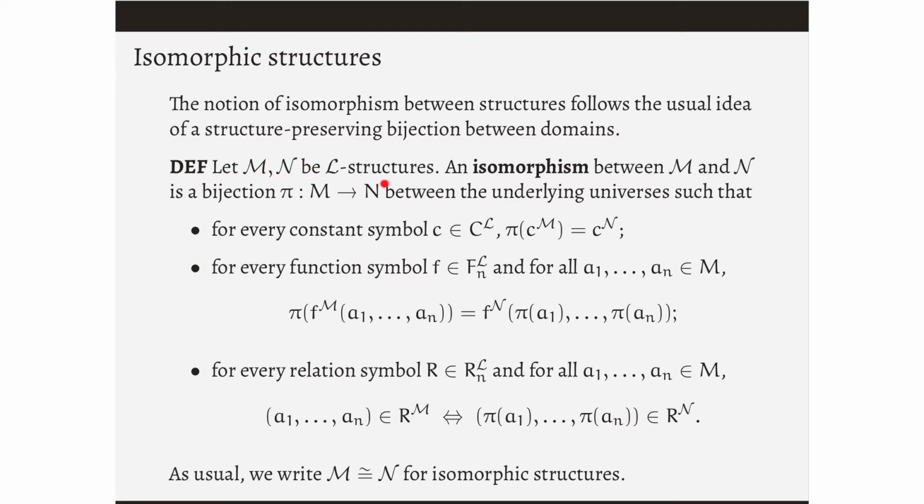So here's the formal definition. Suppose we have two L structures, M and N. An isomorphism between M and N is a bijection π between the underlying universes, such that the following holds. Whenever I have a constant symbol in the language, the isomorphism π has to map the interpretation of that constant symbol in the first structure, M, to the interpretation of that constant symbol in the second structure, N.